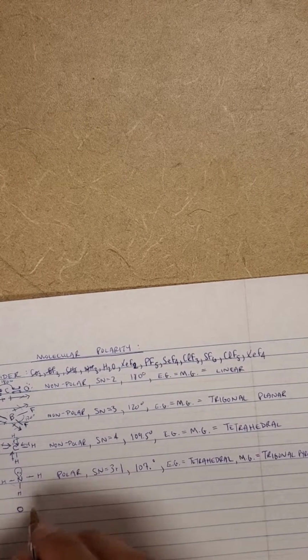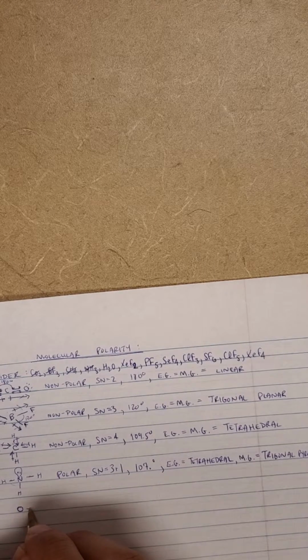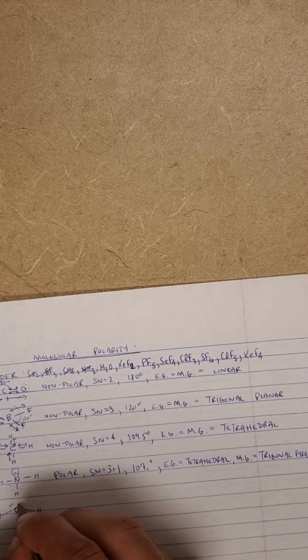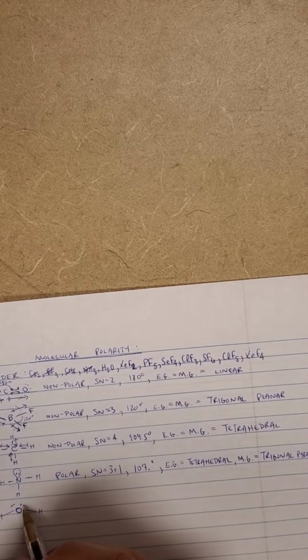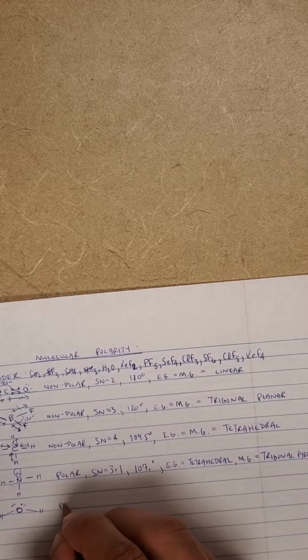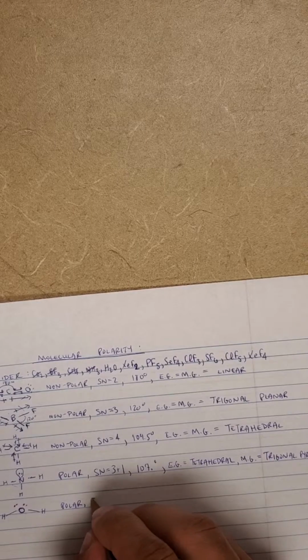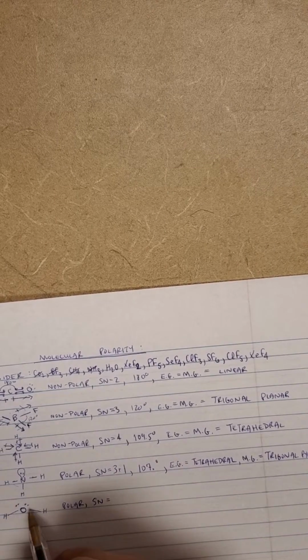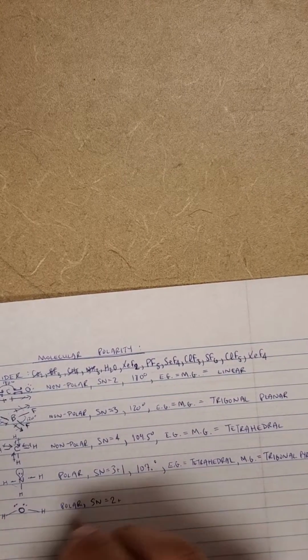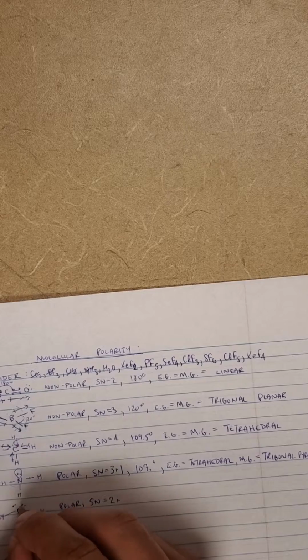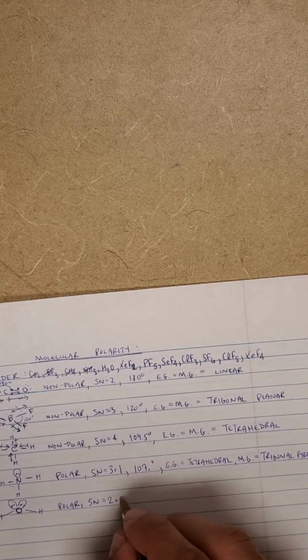So we have oxygen as our central atom, and we're going to have hydrogen quite like that. We know we need 4 more electrons, so 2 lone pairs. That's going to make this polar. Steric number is going to be 4, and it's going to be 2 bonding pairs of electrons and 2 lone pairs of electrons.